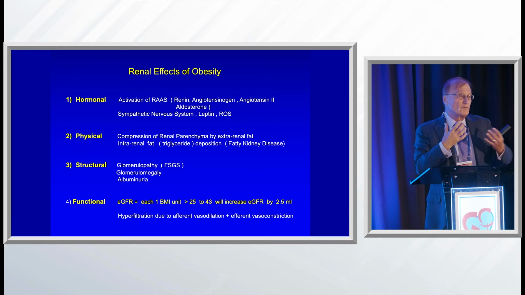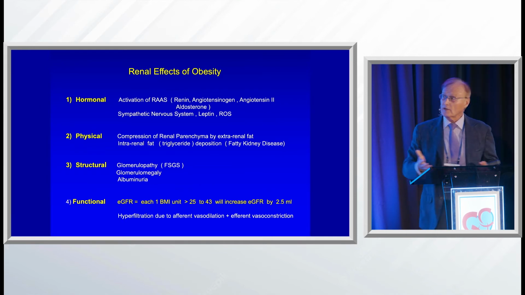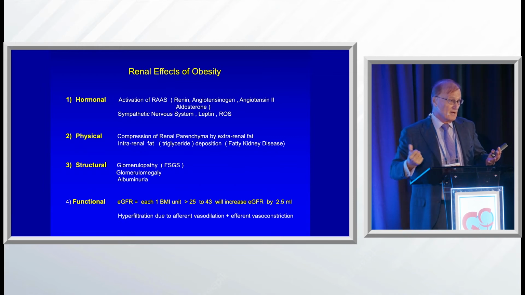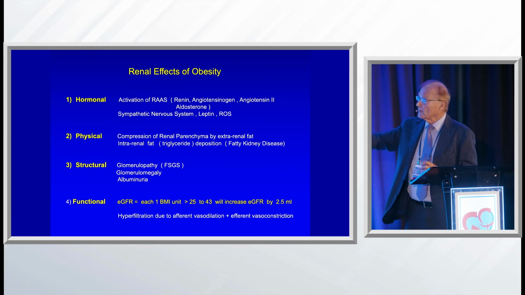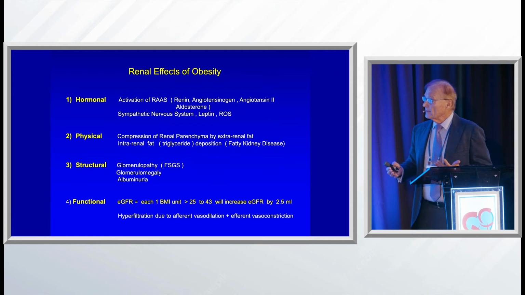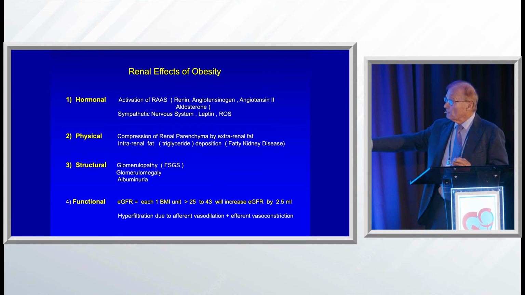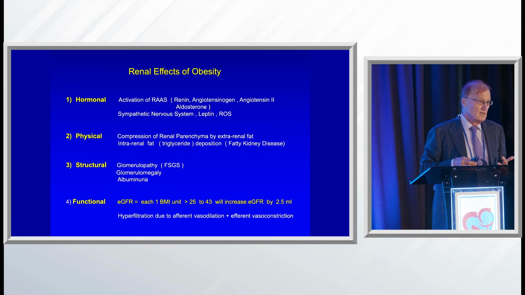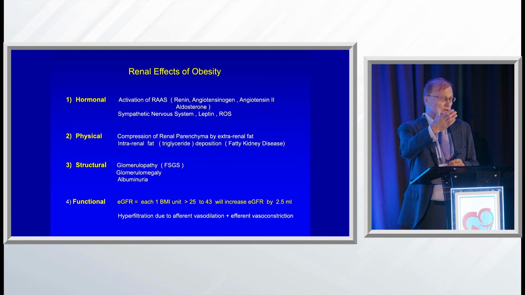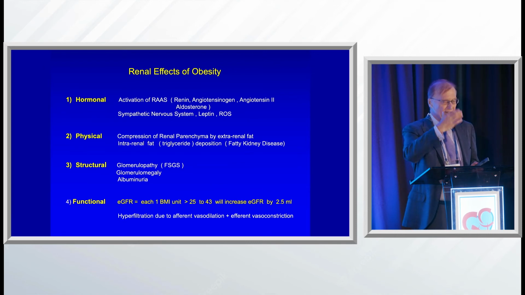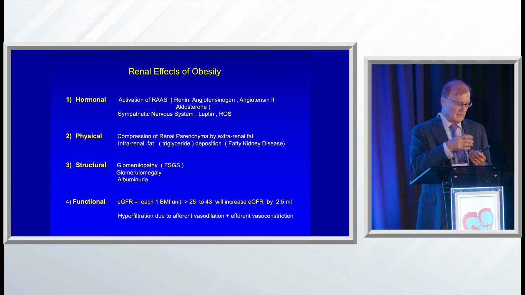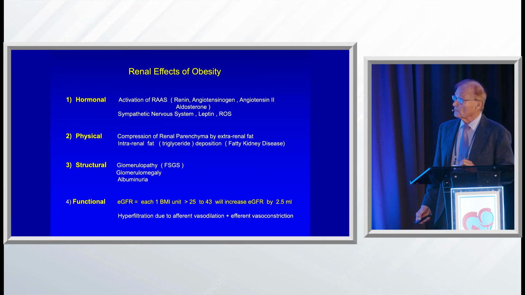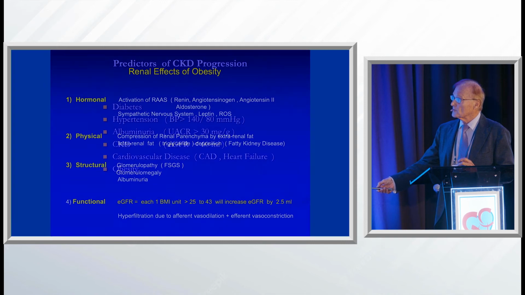And then because you're overweight, your glomeruli have to work harder, so they get bigger. It's just like when you're lifting weights and your muscles get bigger. So the glomeruli become greater, so we call that glomerulopathy. And in addition, for each BMI above 25, your eGFR initially goes up by 2.5 ml. So you may have an eGFR of 120, 125 initially, and then as your body readapts, it comes down. But there is a functional increase, at least for the first several years with obesity.